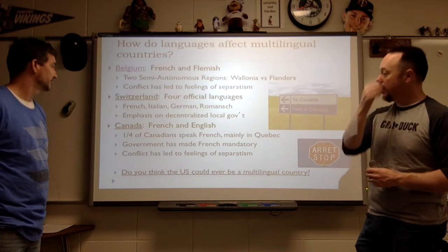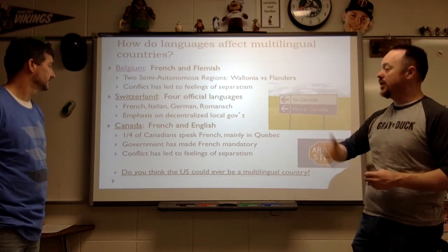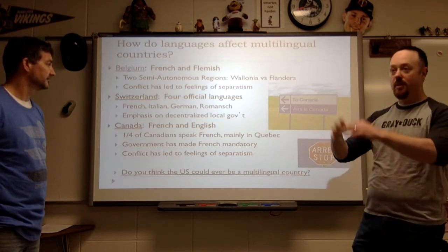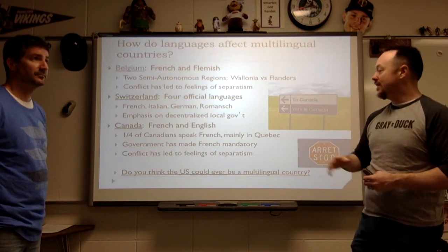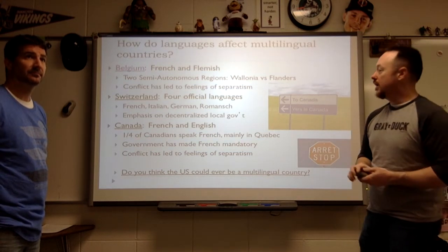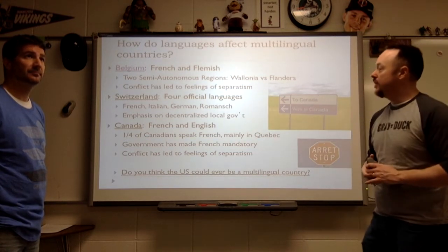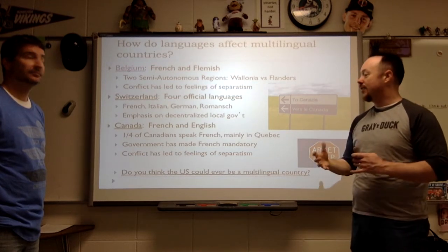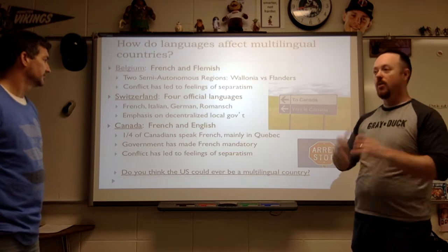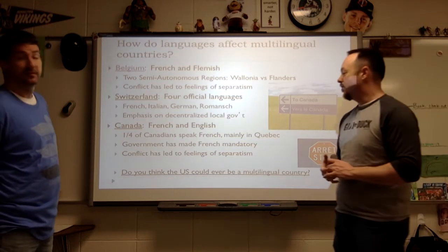And then we know already about the idea of Canada, where you have French and English. About a quarter of all Canadians speak French, and most of those people are in Quebec. Outside of that, the government has tried to create less feelings of separatism by creating mandatory classes for people to take French in Canada. So most people are able to speak it throughout the country.